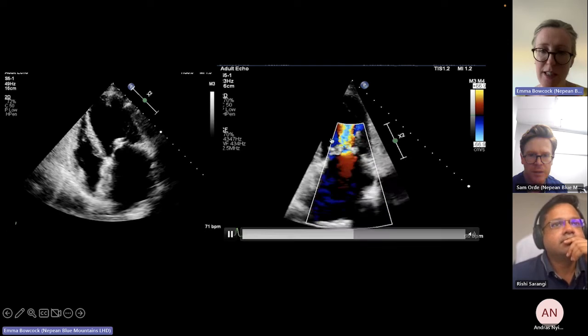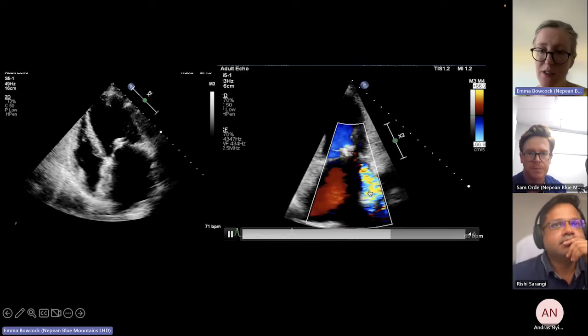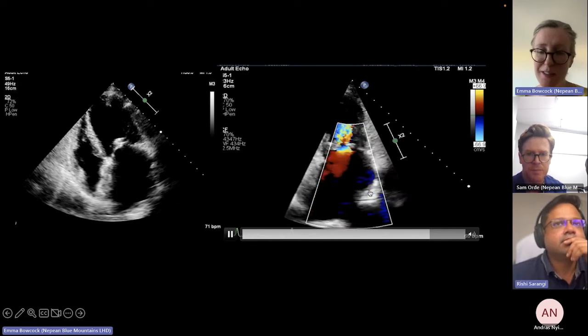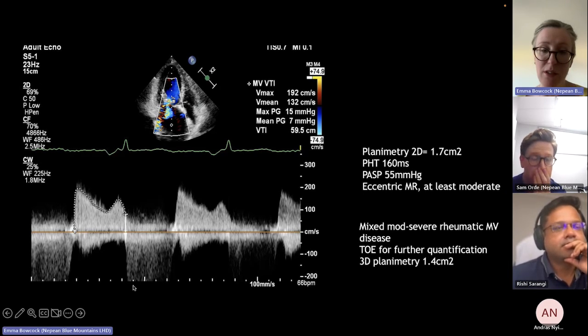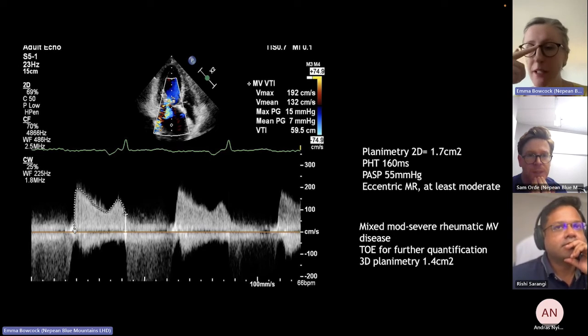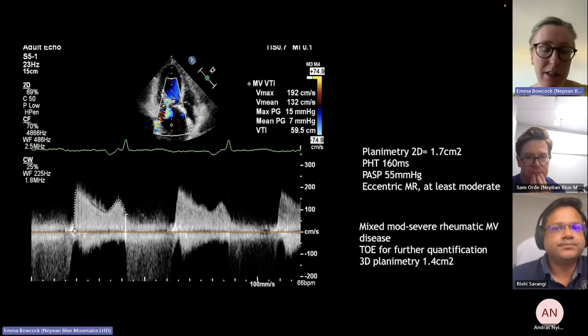Really good. I guess just that wall hugging eccentric MR jet, Coanda effect, buzzwords that Sam likes to hear. Yeah, absolutely. You can see the MR coming below the baseline because it's so eccentric. You're obviously not catching it in its full show. And you didn't get these values, but the planimetered area and the mean gradient of 7, so between 5 and 10, could be consistent with severe, exactly as you said.